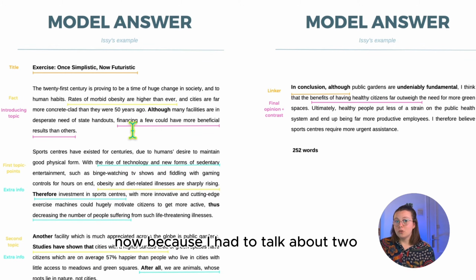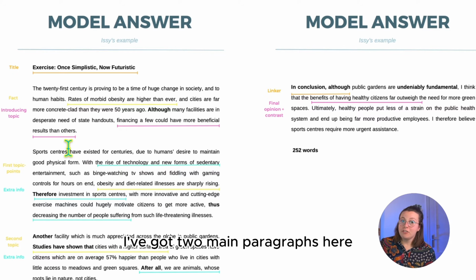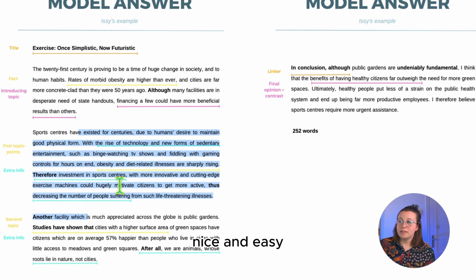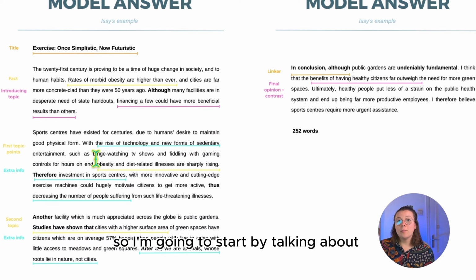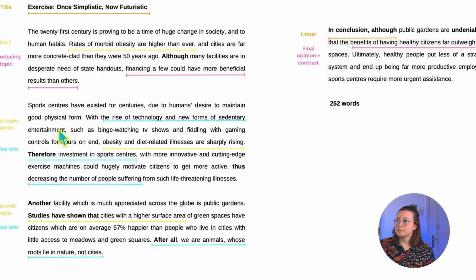Now, because I had to talk about two of these points, I've got two main paragraphs here to talk about those two points. Nice and easy. One paragraph for the first point and one paragraph for the second point. So I'm going to start by talking about the first one.